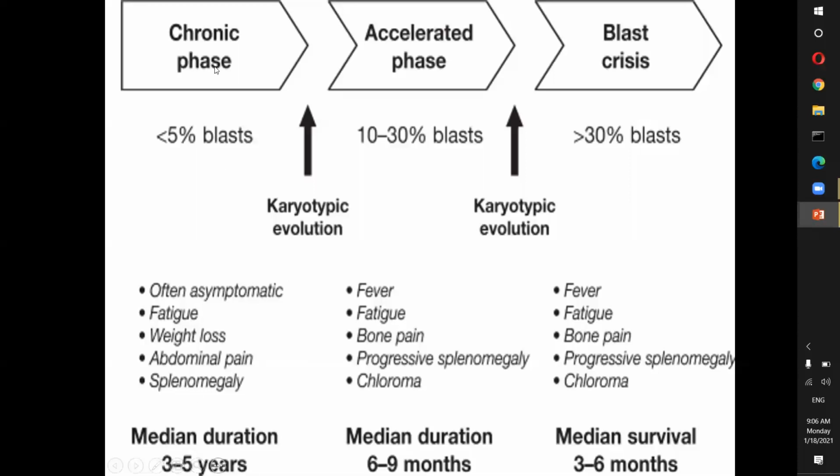When this phase progresses, it results in the accelerated phase. The patient starts to develop fever, bone pain, progressive splenomegaly, and the survival is reduced from 5 years to 9 months. And the worst phase is the blastic phase.